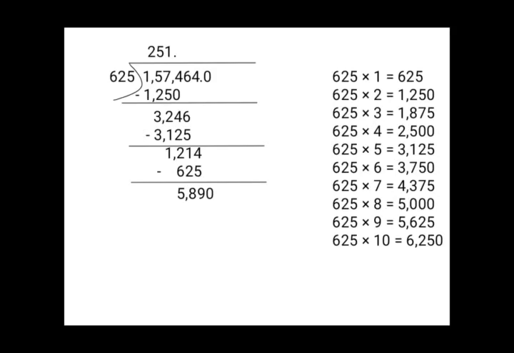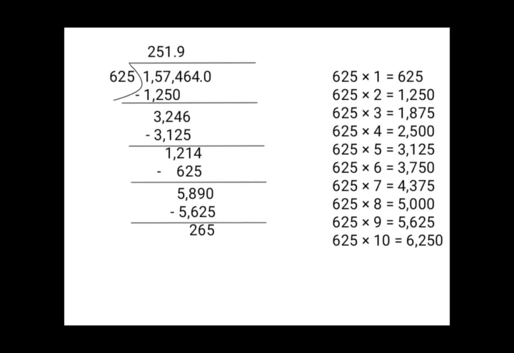625 9s you have to take now. 625 9s are 5,625. 625 10s are 6,250. 6,250 is greater than 5,890. So the last small is 625 9s are 5,625. So you have to take this. So 625 9s are 5,625. Now you have to subtract 5,890 minus 5,625. The answer is 265.